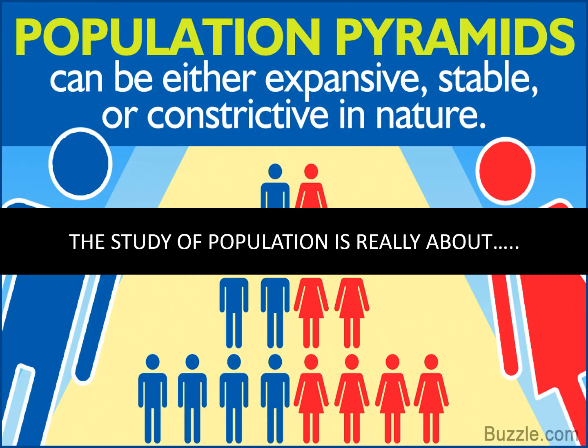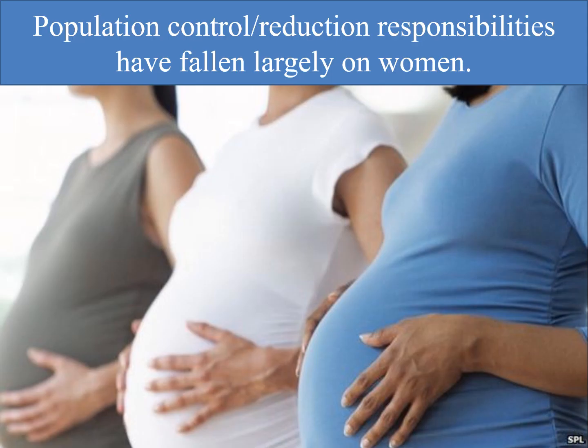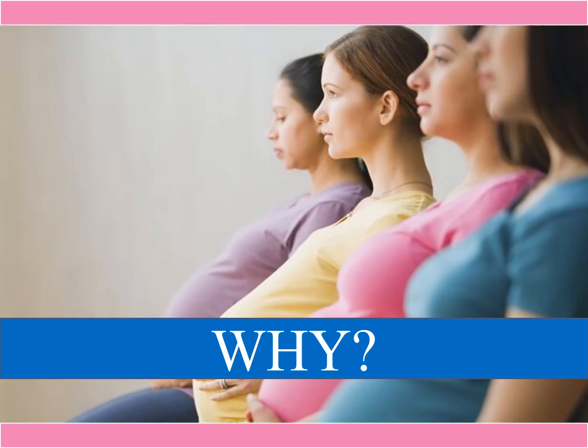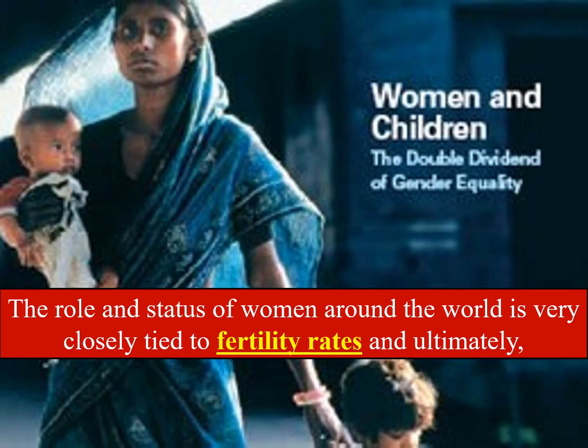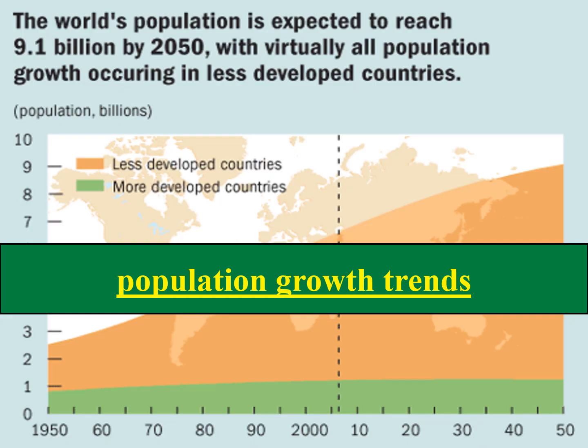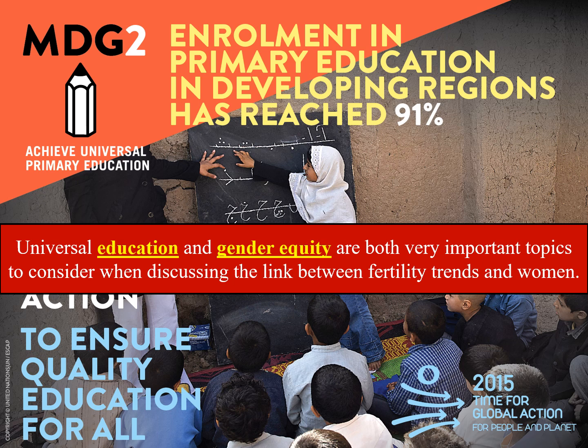The study of population is really about women, specifically the status of women. Population control and reduction responsibilities have fallen largely on women. Why? Because low status of women means fewer rights. The role and status of women around the world is very closely tied to fertility rates and ultimately population growth trends. Universal education and gender equity are both very important topics to consider when discussing the link between fertility trends and women.